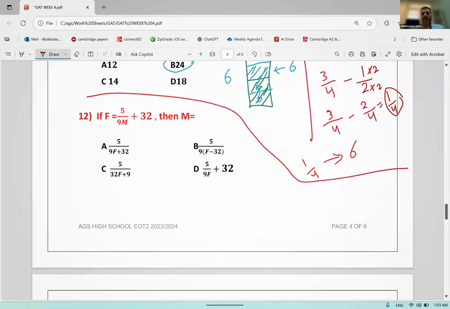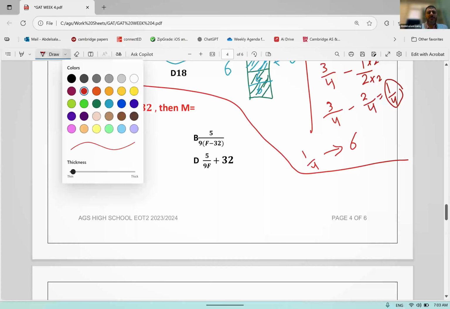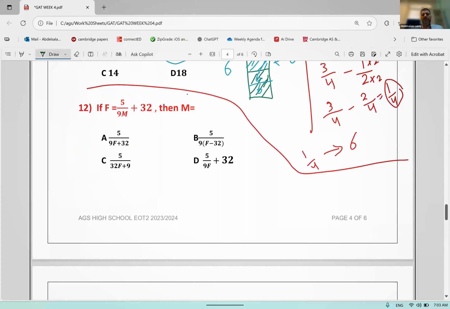Now question number 12. Question number 12. Bismillah ar-Rahman. Isolating one variable. He said, find m. I need to isolate a variable m. Okay, I will solve it using steps, but remember, sometimes you don't need to complete these steps. Let's solve it by the ideal solutions, and then I will tell you how to solve it in 30 seconds maximum.